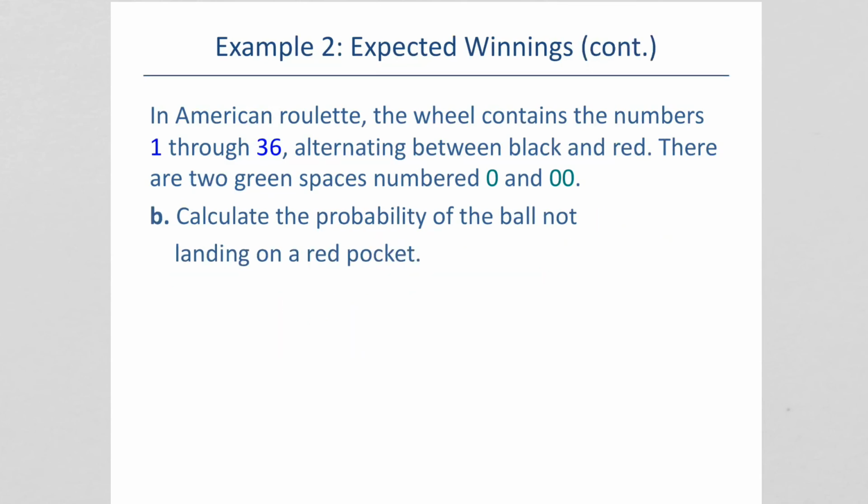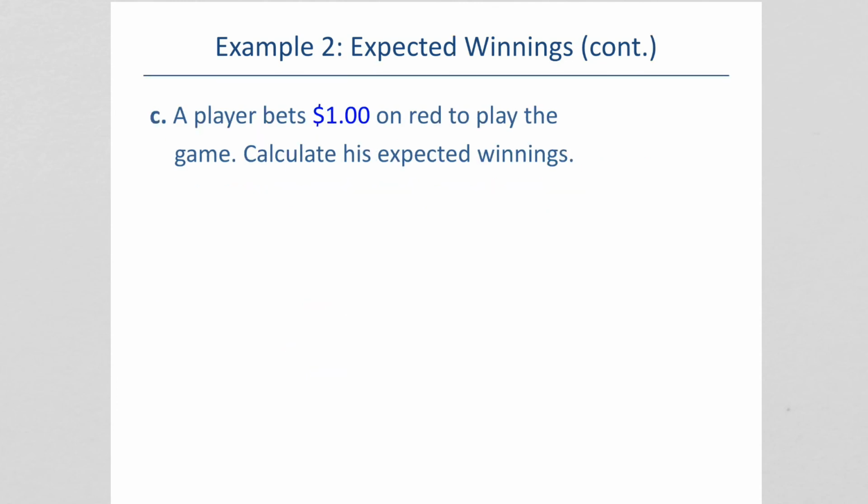It says, calculate the probability of the ball not landing on a red pocket. That's 1 minus the probability of a red, which was 9/19. It's 10/19. C says, a player bets $1 on red to play the game. Calculate his expected winnings.